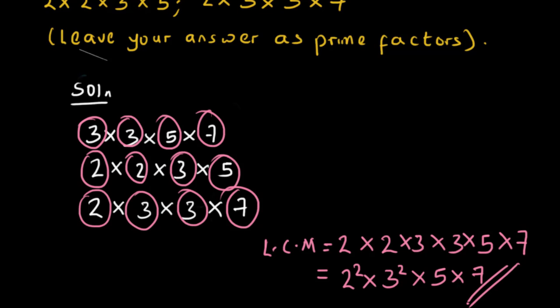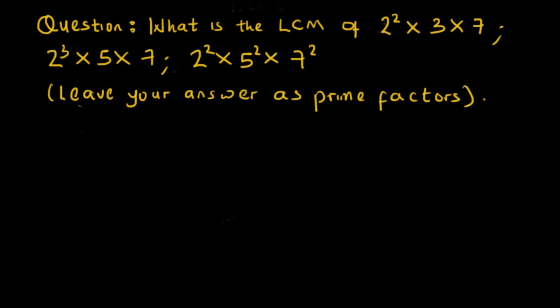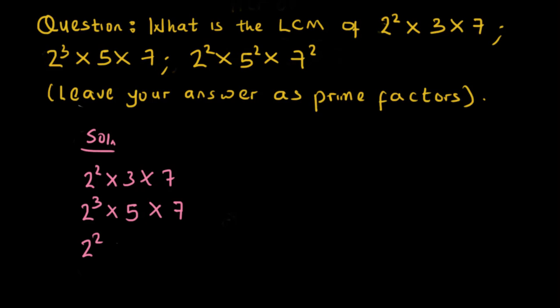Do you understand? Let's take one more question. What's the LCM of 2 raised to power 2 times 3 times 7, 2 raised to power 3 times 5 times 7, and 2 raised to power 2 times 5 raised to power 2 times 7 raised to power 2? We are told to leave our answer as prime factors. Now let's write them out. Do you understand? To make things easy for us, we can expand them.